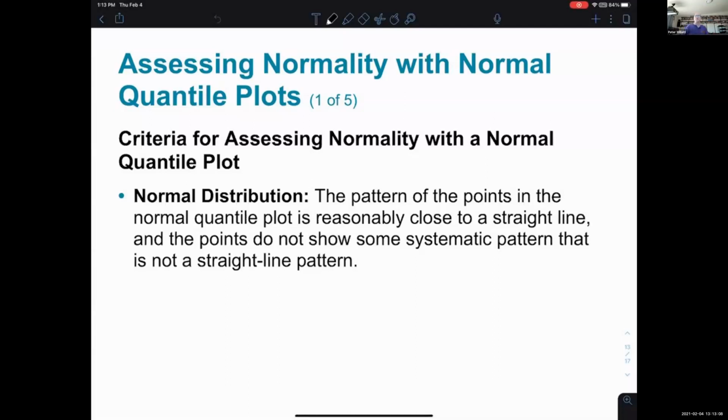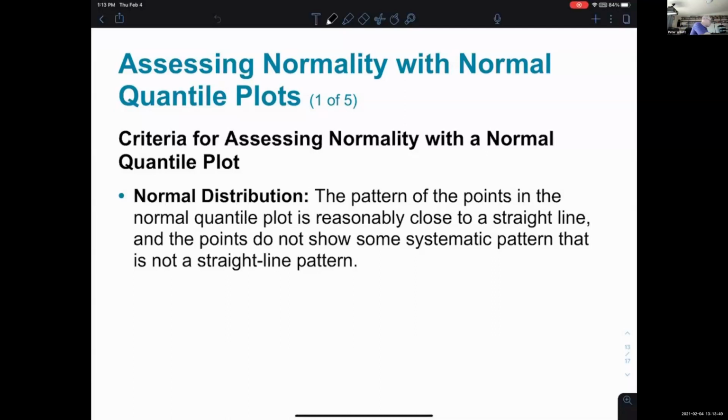For a normal distribution, the pattern of points in the normal quantile plot is reasonably close to a straight line. So they're talking about making this thing called a normal quantile plot and then looking to see if the points that you get when you do that seem to be close to a straight line. We would need to see an example, so we'll look at that in a second. And if they are, then you might say that it's normally distributed. But if they're not, or if their closeness has some pattern of deviation, if it says here the points do not show a systematic pattern that is not a straight line, that would indicate that you may not have a normal distribution. But let's look at examples.